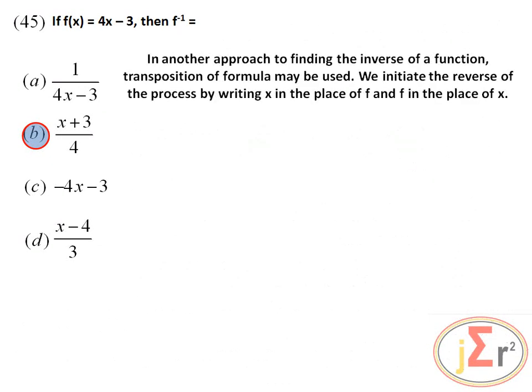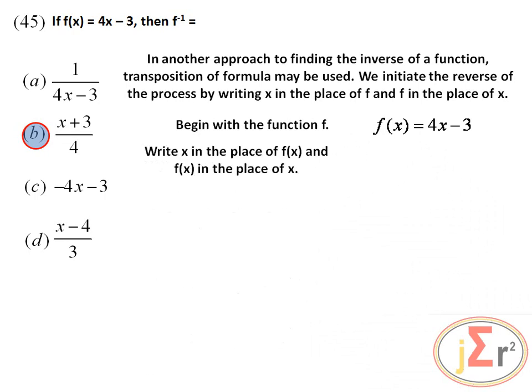In another approach to finding the inverse of a function, transposition of formula may be used. We initiate the reverse of the process by writing x in the place of f and f in the place of x. So begin with the function f. There we have our function f. Where we see f of x, we put x. Where we see x, we put f of x. So we are reversing the process. So write x in the place of f of x and f of x in the place of x.